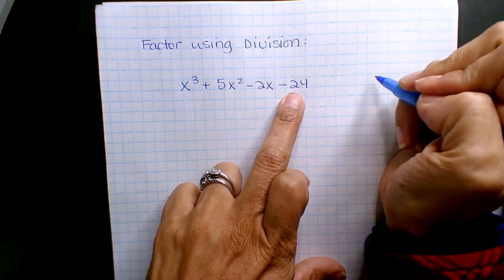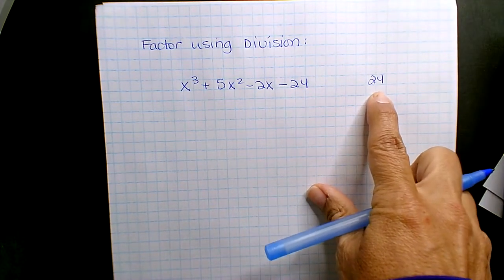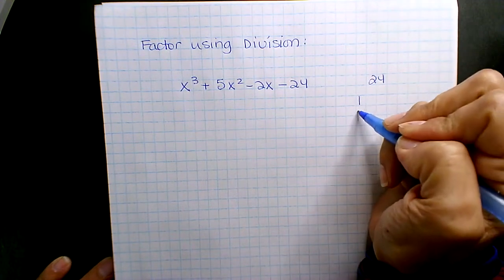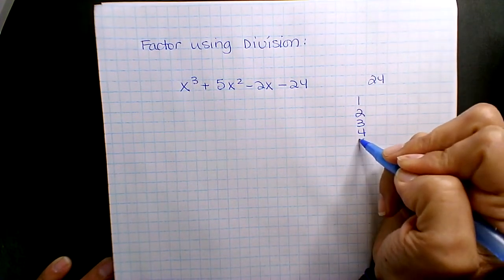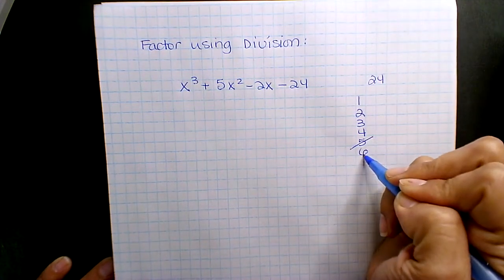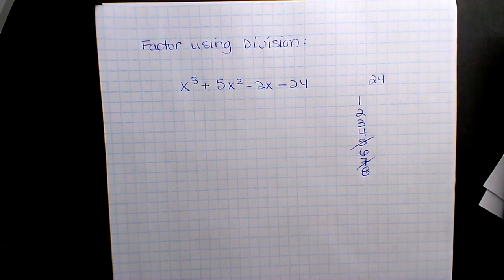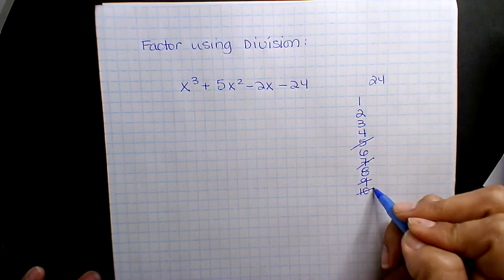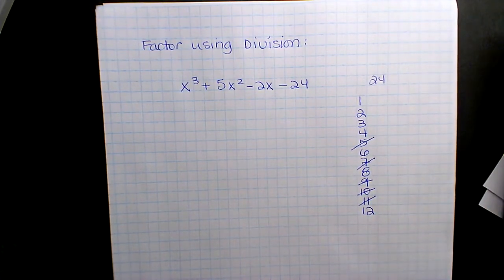If you look at the number 24, what numbers divide into 24? Well, you have 1, 2, you have 3, you have 4, 5 is a no, you have 6, 7 is a no, you have 8, because that's 8 times 3, right? 9 is a no, 10 is a no, 11 is a no, but 12 is a yes. And then after that, you have 24.